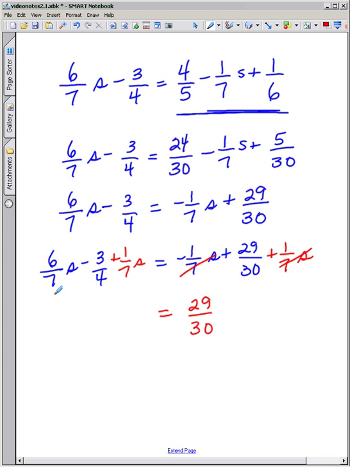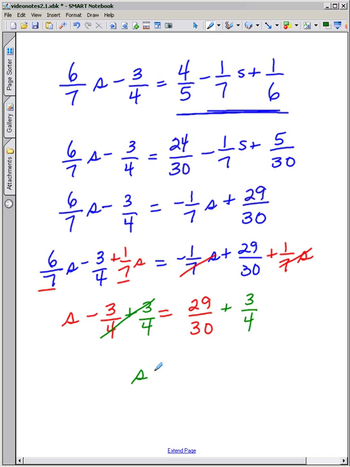The left side simplifies pretty nicely here too. 6/7 s plus 1/7 s. 6/7 plus 1/7 is 7/7 or 1. So we really just have s minus 3/4 is equal to 29 over 30. So now we've got to get the s by itself. To do that, we have to add 3/4 to both sides. Okay, so the 3/4 are eliminated.